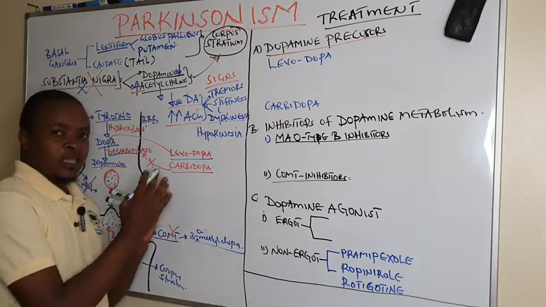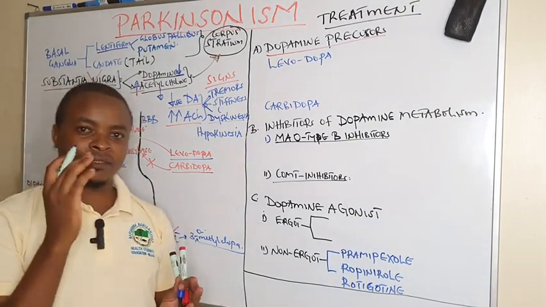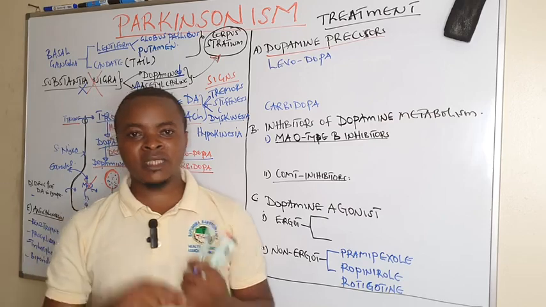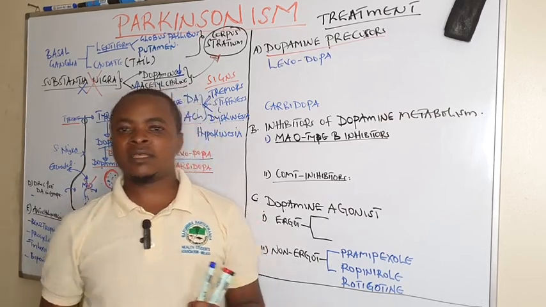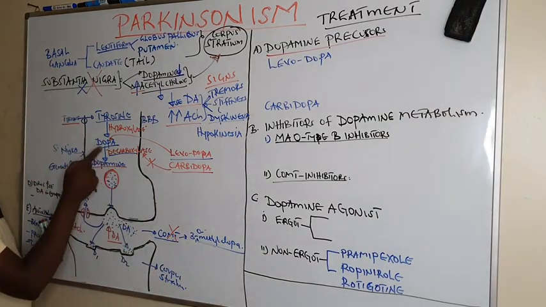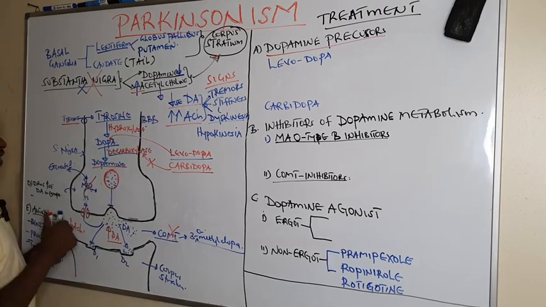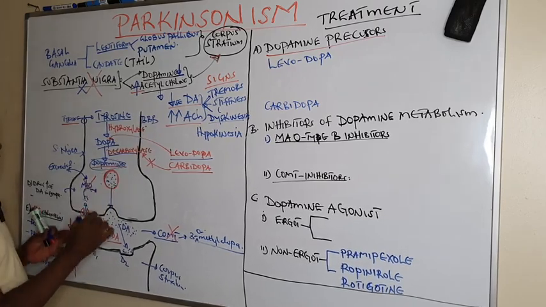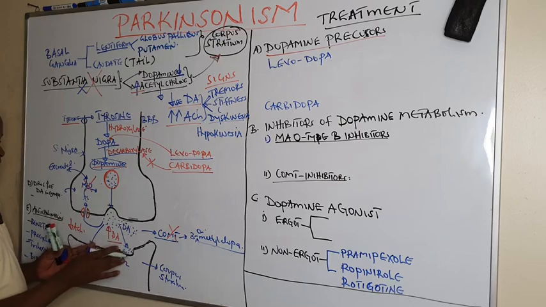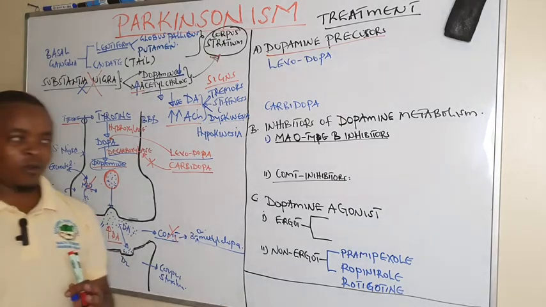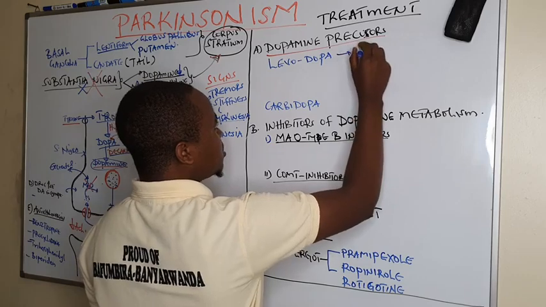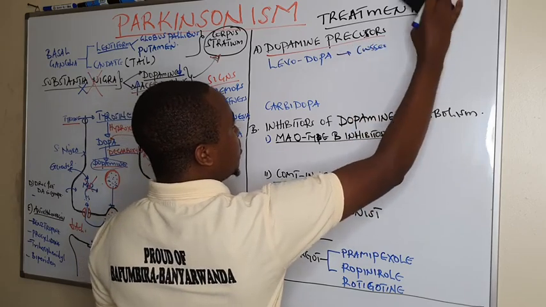Here the major concept is that under treatment there are two major goals we need to achieve: either to increase dopamine or to reduce acetylcholine. So here we are increasing dopamine. When levodopa crosses the blood-brain barrier, it leads to the formation of dopamine, and when more dopamine is formed, the more will be released, and it will increase in the synaptic cleft, hence increasing the chances of binding.